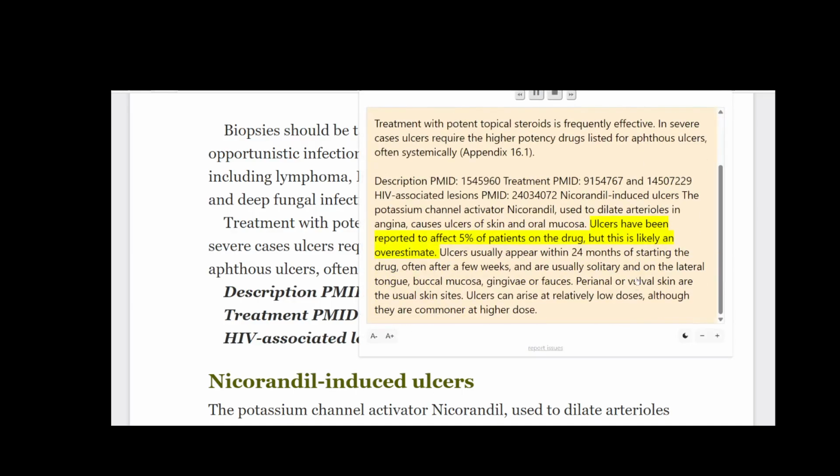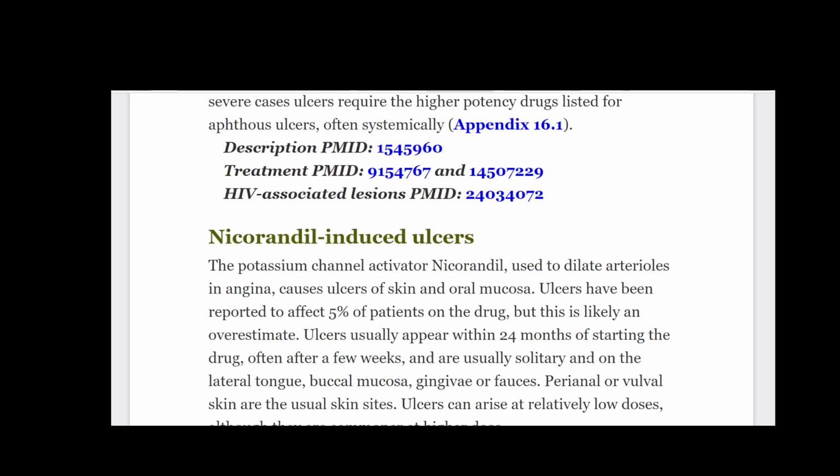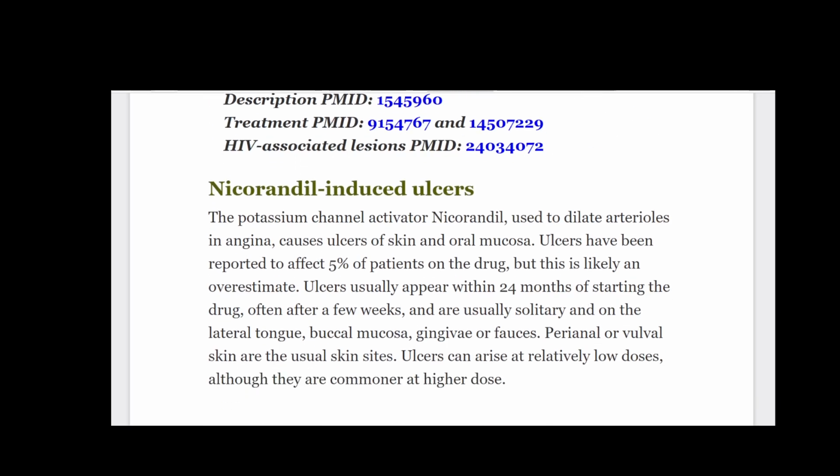Description PMI. Ulcers have been reported to affect 5% of patients on the drug, but this is likely an overestimate. Ulcers usually appear within 24 months of starting the drug, often after a few weeks, and are usually solitary and on the lateral tongue, buccal mucosa, gingivae or fauces. Perianal or vulval skin are the usual skin sites. Ulcers can arise at relatively low doses, although they are common at higher dose.